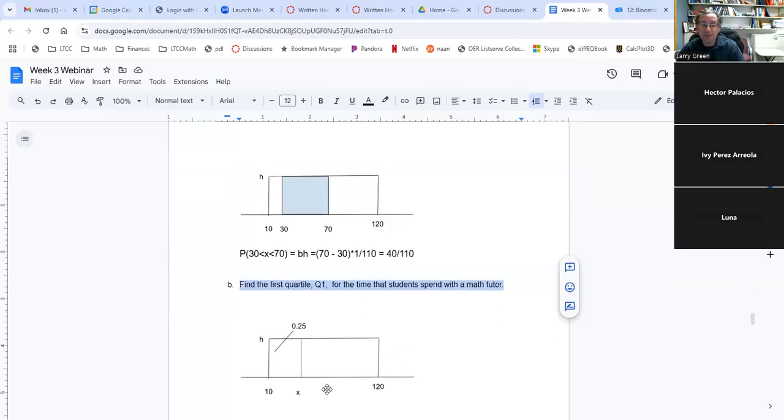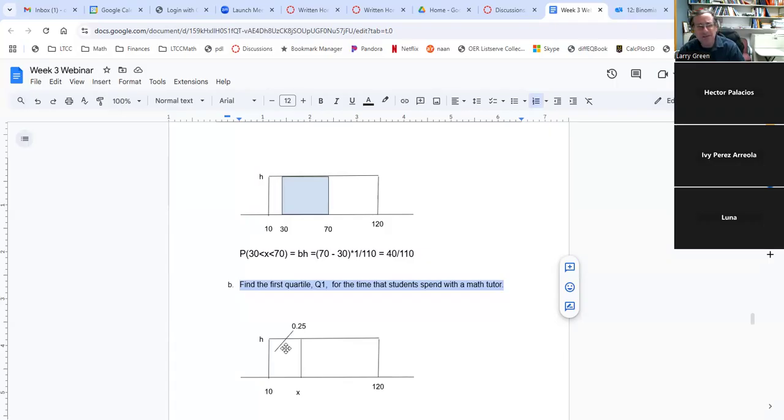So I'm going to draw a picture. We don't know what the number is because that's what we're trying to find. In math, when you don't know what something is, you often just give it a letter. I'm going to give it x as a letter because that's typical when it's on a horizontal axis, you usually use x. And what we do know is the probability of being between 10 and x is 0.25. Any questions on that?